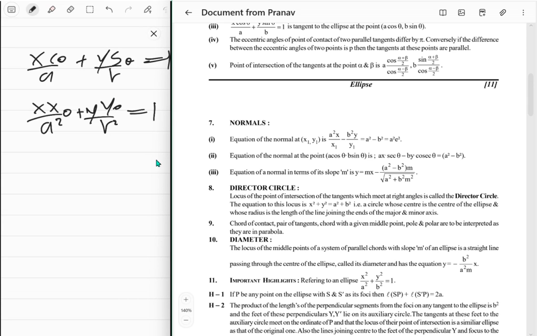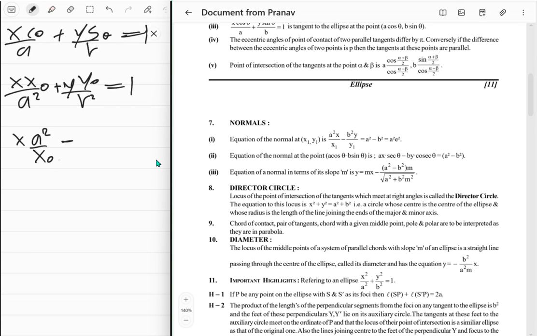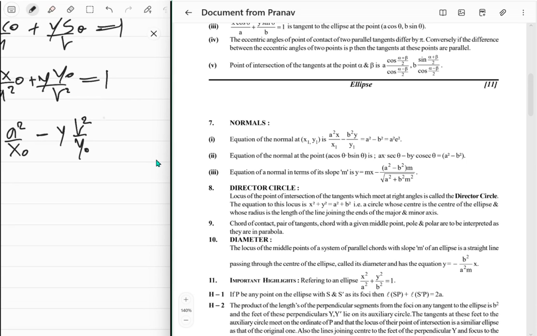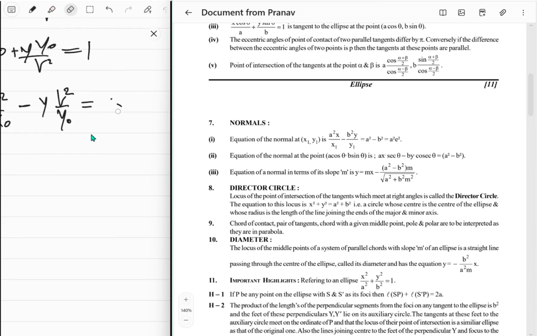Then the question is, what is the normal? To get the normal, you just have to reverse the slope and make it negative. So to do that, I'll say x a squared upon x naught, and then I'll put a negative to make it opposite, so this makes it reciprocal. Then minus y b squared upon y naught, and now it's not going to be 1. It's going to be some constant k which we don't know, but we do know that the point x naught comma y naught is where the normal passes through, because that's where the normal originates from. So just put that in there and you'll get the value of k. Easy as that. So putting x naught comma y naught, you get a squared minus b squared as the value of k.